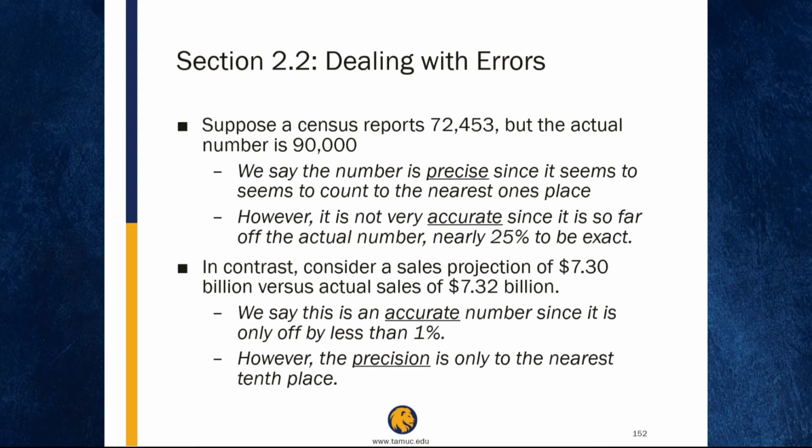In contrast, consider a sales projection of 7.30 billion versus an actual sales of 7.32 billion. So this projection, we say this is an accurate number since it's off by actually only less than 1%. However, the precision is only to the nearest tenth of a billion in this case. So this gives rise to two things, accuracy versus precision. Accuracy being closer to the true value, precision in terms of measuring to finer and smaller increments of numbers.